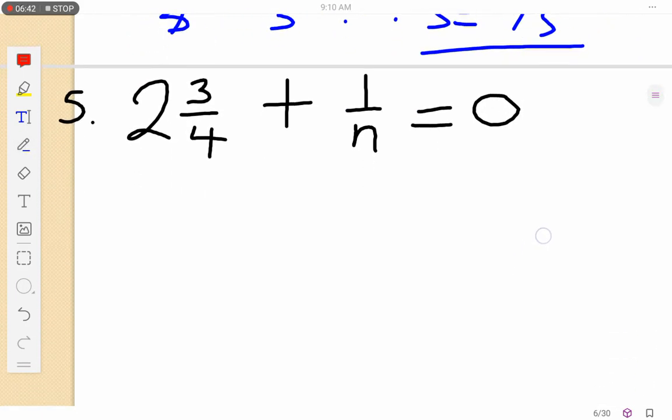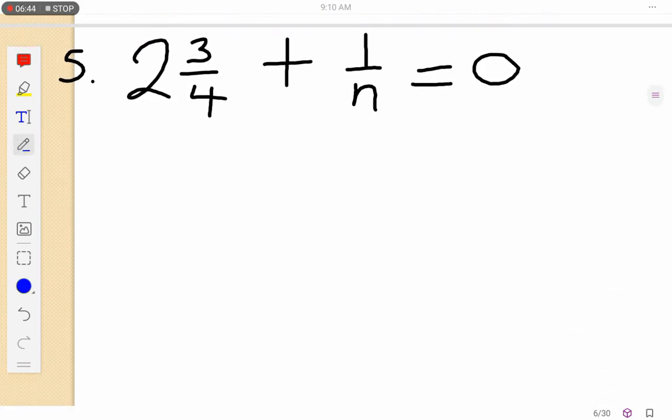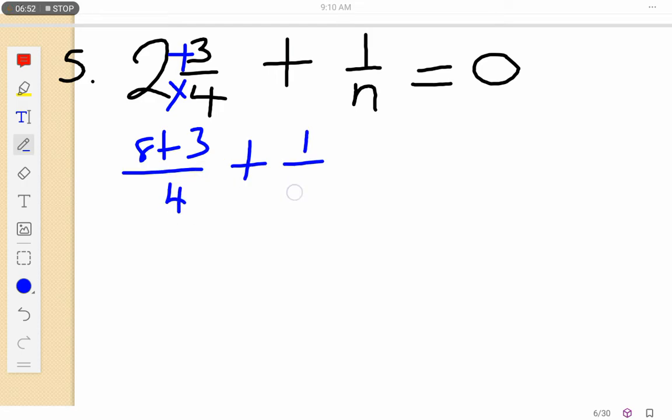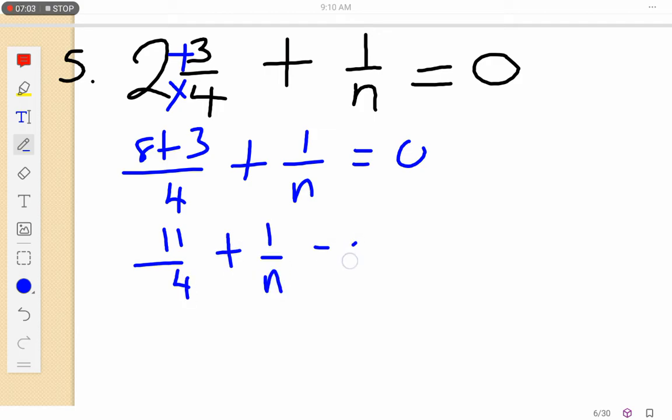Let's have a look at the last example. Here we also multiply and add. 2 times 4, we get 8. 8 plus 3 over 4, then plus 1 over n is equal to 0. 3 plus 8, we get 11 over 4 plus 1 over n is equal to 0.